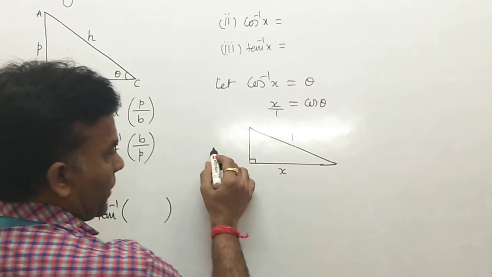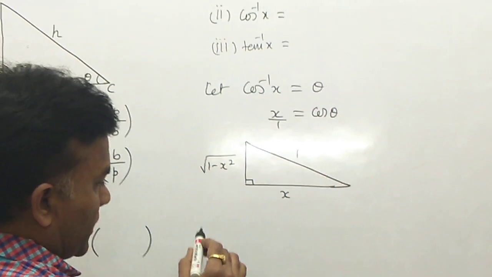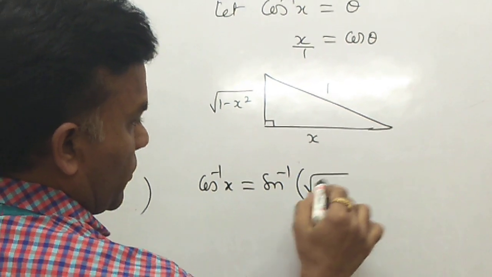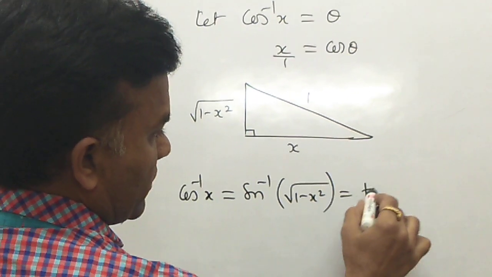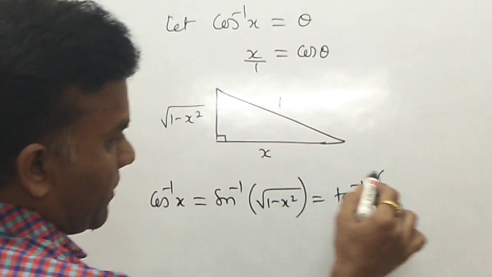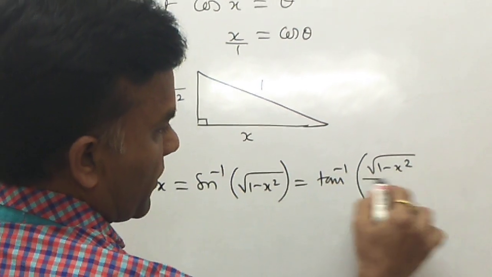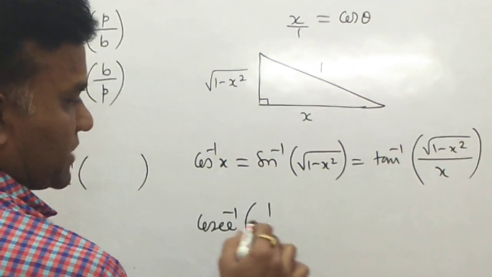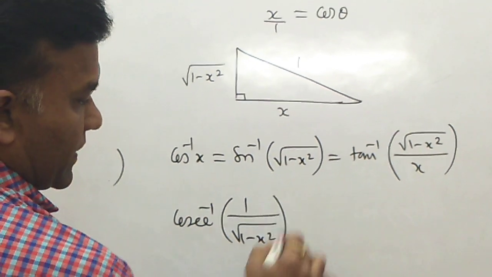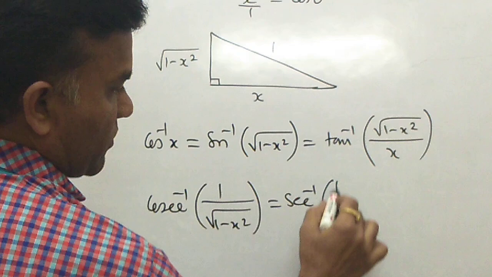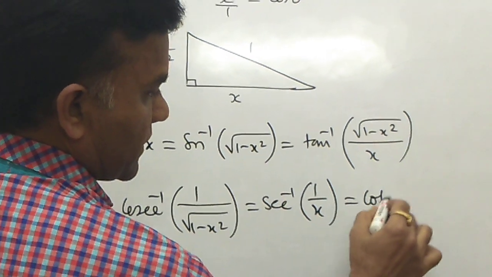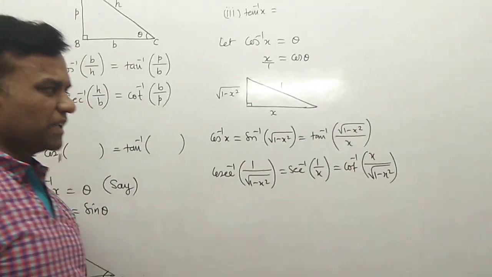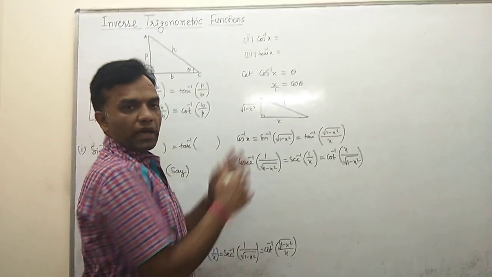And then the perpendicular is under root 1 minus x square. So cos inverse x equals sin inverse of under root 1 minus x square. Now you write tan inverse x, which is p by b, so under root 1 minus x square upon x. Then cosec inverse x is 1 upon under root 1 minus x square. Similarly sec inverse is 1 by x, and cot inverse is x upon under root 1 minus x square. So this is nothing, you only draw the triangle and then convert into any trigonometrical ratio.